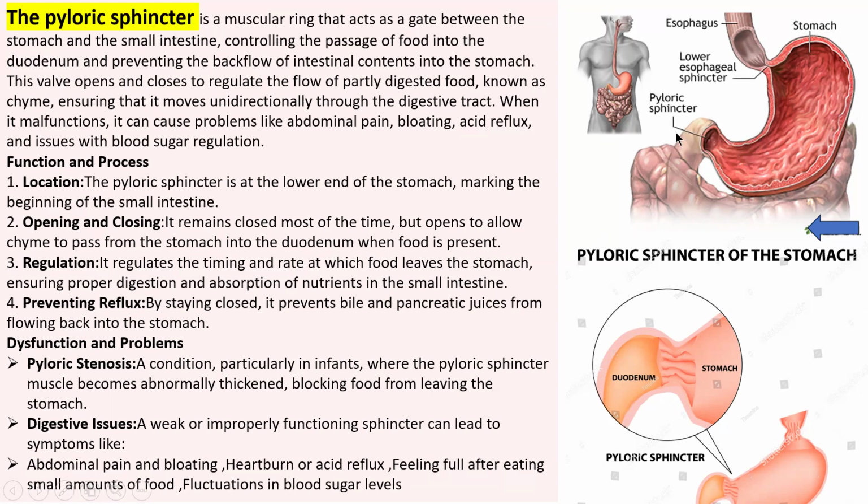Movement of chyme into the duodenum, and it also prevents the backflow of intestinal content into the stomach. So the pyloric sphincter has a valve which helps in opening and closing to regulate the flow of digested food. That digested food coming from the stomach, as we know, the semi-digested food is chyme, and it ensures that it moves in one direction only, unidirectional, through the digestive tract.